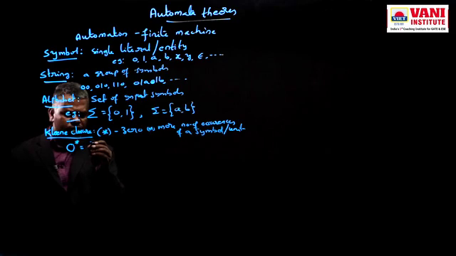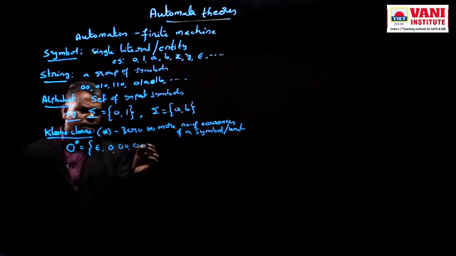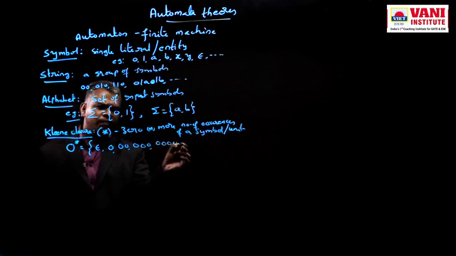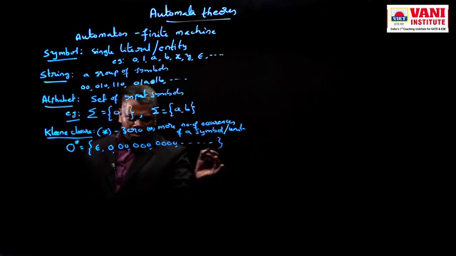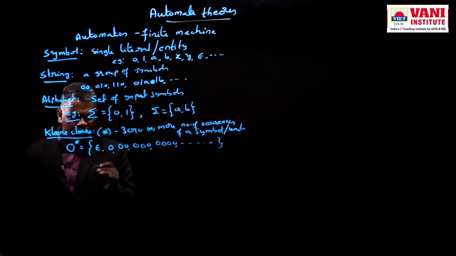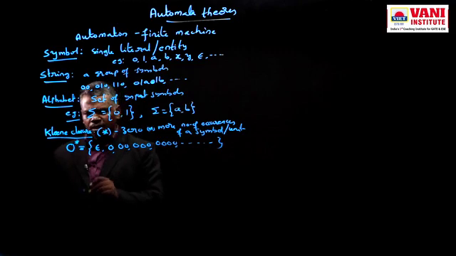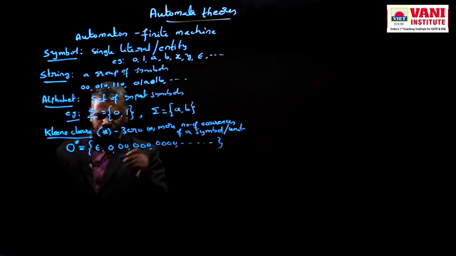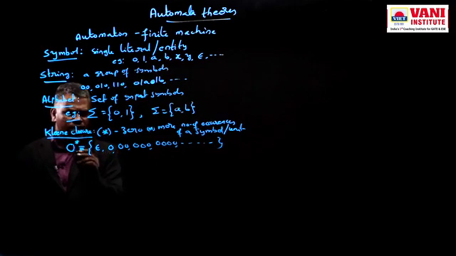0 star means 0 or more occurrences. 0 occurrences of the 0 means the empty null string. More occurrences means 1 occurrence, 2 occurrences, 3 occurrences, 4 occurrences and an infinite number of occurrences. All these strings are considered as a set, and this set can be represented by a single notation like 0 star. This kind of representation is not available in normal set theory in algebraic sets. That's why this set is called a regular set.